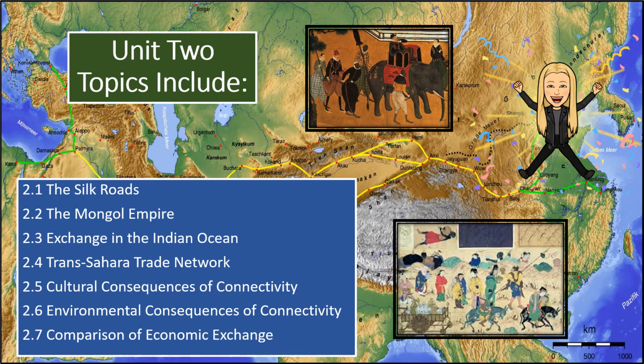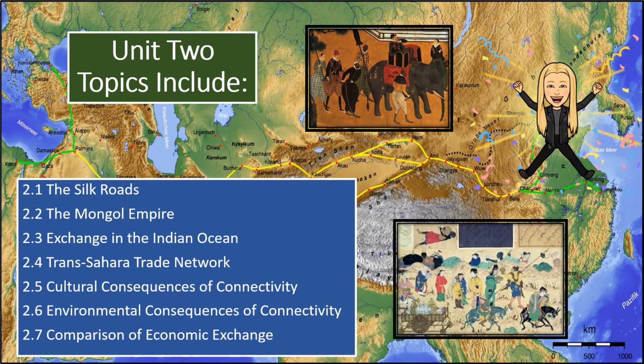In 2.3, we'll look at exchange in the Indian Ocean and explain the causes of growth of networks of exchange after 1200. We'll also look at the effects of the growth of networks of exchange after 1200. And then we'll look at the role of environmental factors in the development of networks of exchange in the period from 1200 to 1450. In 2.4, we look at the Trans-Saharan Trade Network and explain the causes and effects and the growth of this trade network.